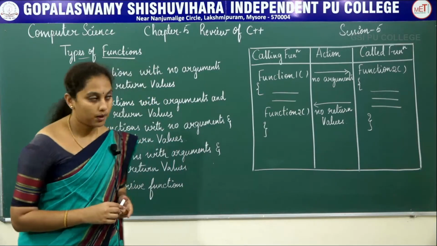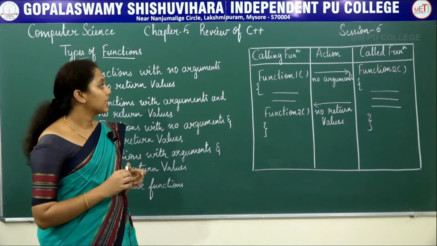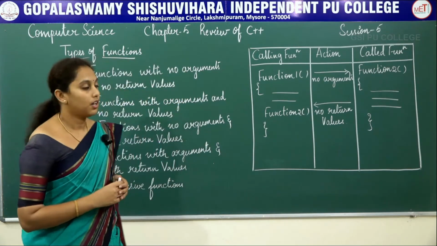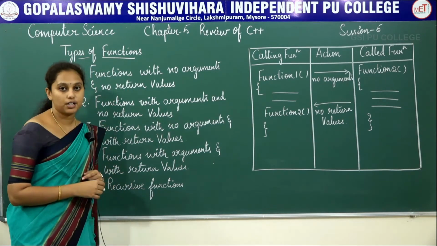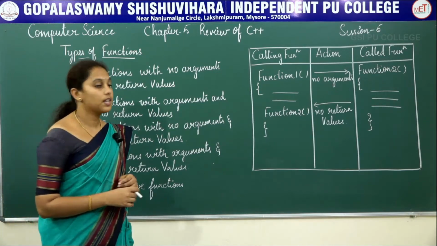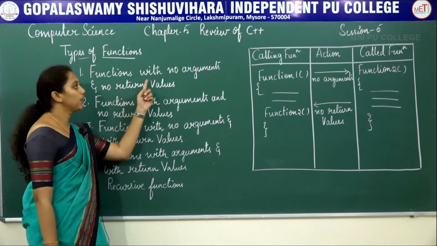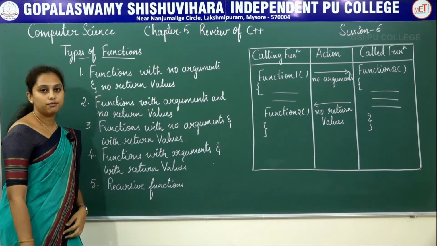Today we are continuing with chapter number 5, review of C++, session 5, and this is your last session. So let's start with today's session with types of functions. In functions there are 5 types. First one is functions with no arguments and no return values.